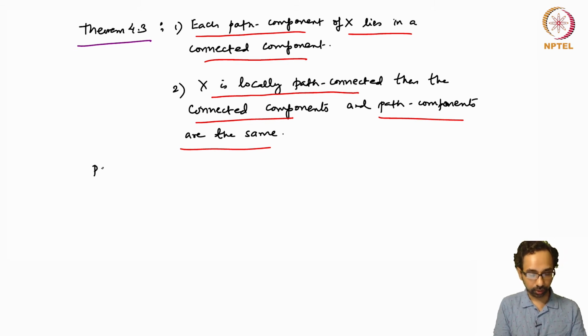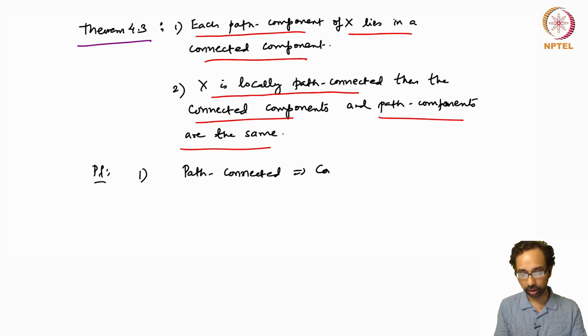And so for the proof, for the first part, just observe that path connected implies connected. So every path component is connected, and so lies in a connected component.